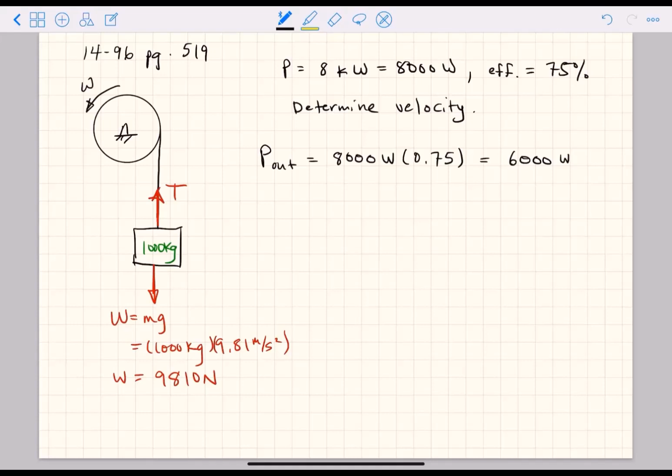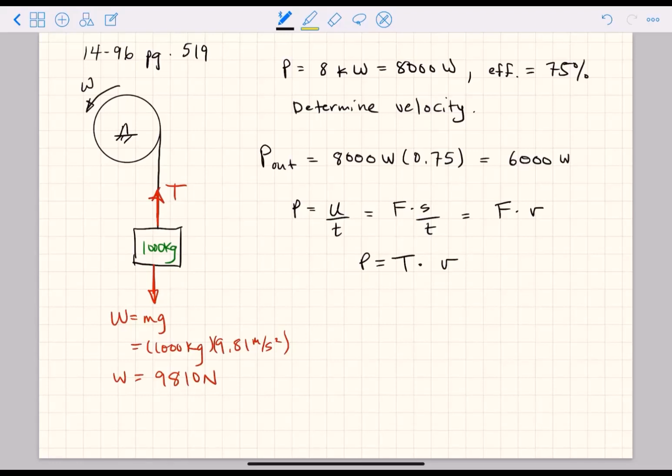Okay. So power is equal to, well, the base equation is U over T, so work over time, which if you broke that out would be force times displacement over time, or like I showed in the previous problem, it's just force times velocity. So if I rewrite that, force times velocity, in our case, that force is the tension times velocity. It wants us to determine the velocity. Well, do we have a power? Yeah, we have 6,000 watts.